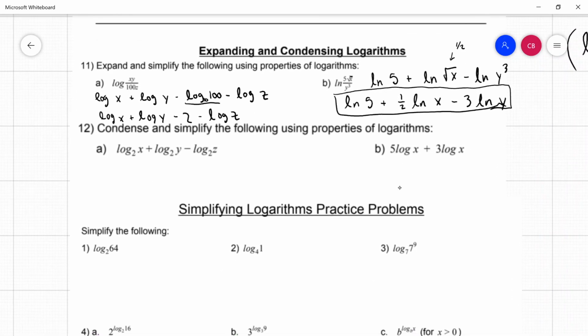Okay, now it wants us to condense. So positives on top. So this is log 2 and then x, y over z. Okay, now these ones have 5 and 3. So this is log x to the 5 plus log x to the 3. So remember, we actually multiply these. This is log x to the 8.